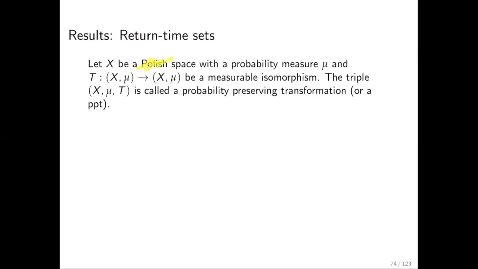If you don't know what Polish spaces are, just think of the interval [0, 1] with the usual Borel sigma algebra. And there's a probability measure on it. And there's a measurable transformation taking my probability space to itself. So we want this to be a measurable isomorphism which preserves the measure. I'll give you an example in a couple of minutes. If you are a little uncertain of what is going on, it will become clear soon. So this triple is called a probability preserving transformation.